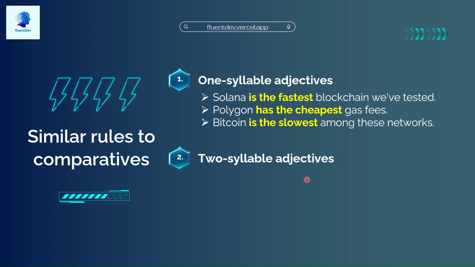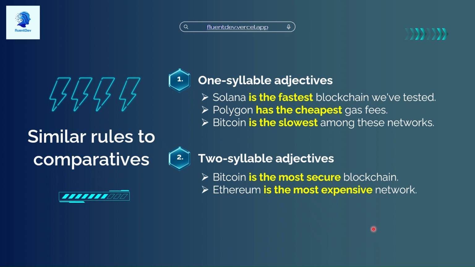For two-syllable adjectives, instead of adding more in front of the adjective, we're going to add the most this time. Bitcoin is the most secure blockchain. Ethereum is the most expensive network.